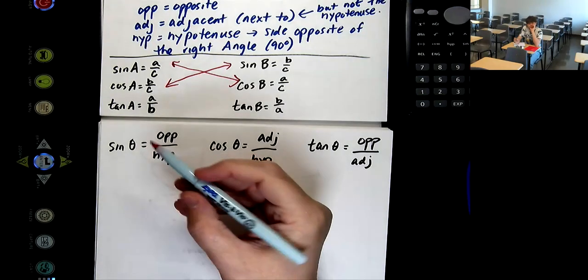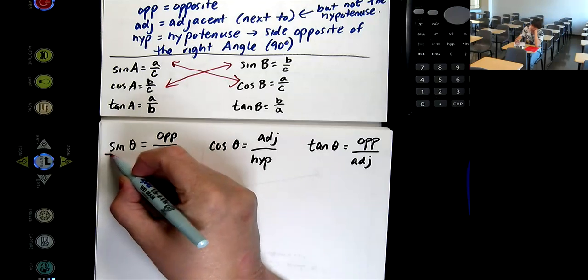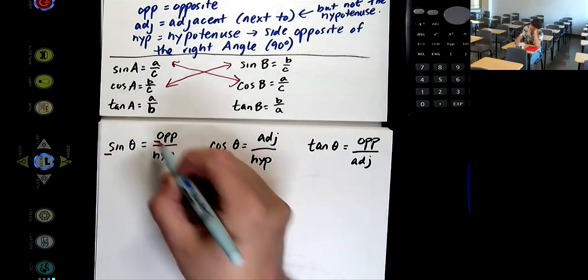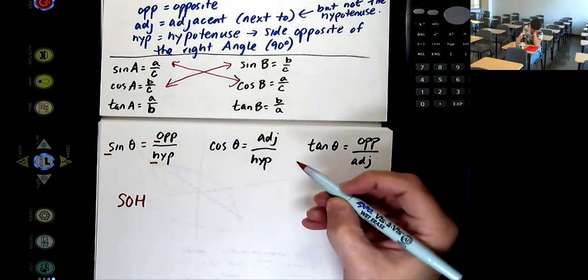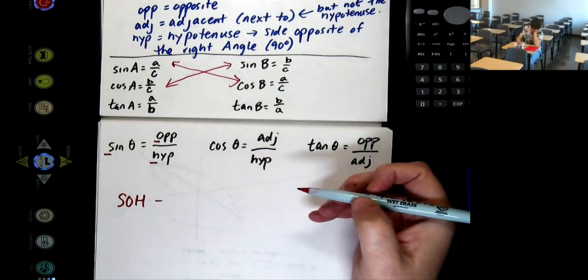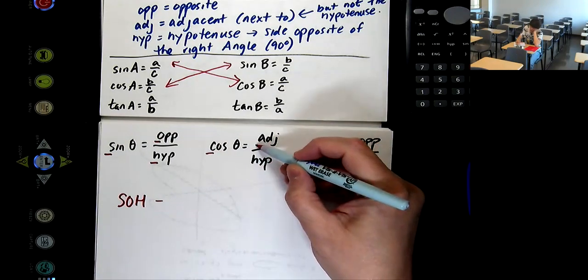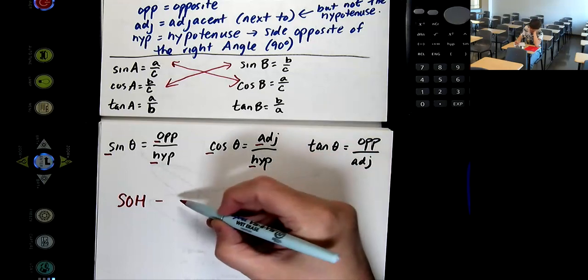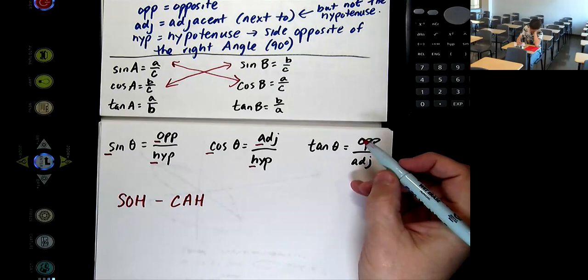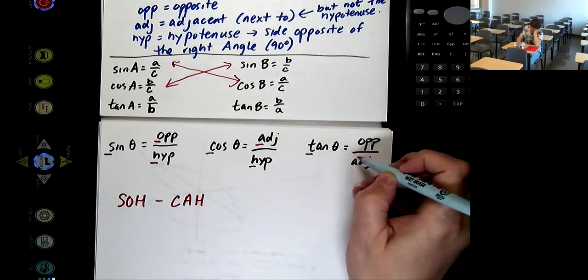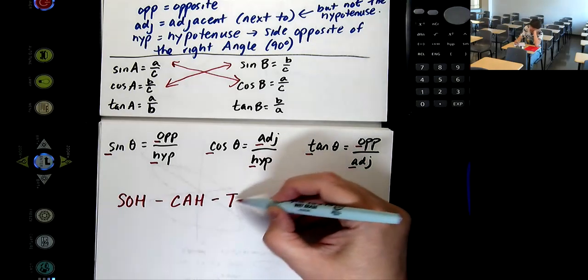Okay, so the way they do it is they take the first letter of each thing. S for sine, O for opposite, and H for hypotenuse, SOH. C for cosine, A for adjacent, H for hypotenuse, CAH. T for tangent, O for opposite, A for adjacent, TOA.